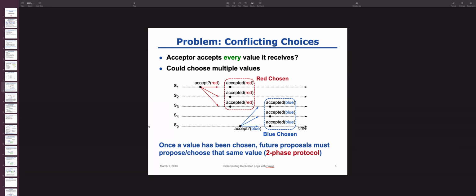Is that clear? No, the last part wasn't clear. Okay, I have a slide for that.